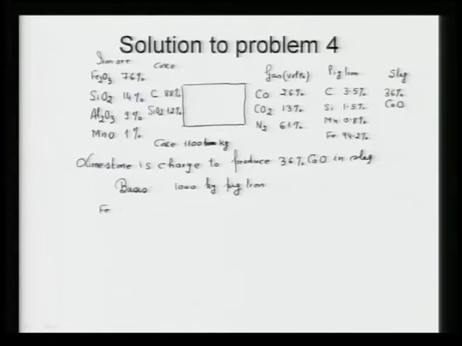So, iron in iron ore is equal to straight away iron in pig iron. If we assume x kg is the amount of iron ore, then we can make this balance and immediately the balance gives us 1770 kg as the amount of iron ore that is used in this particular problem.